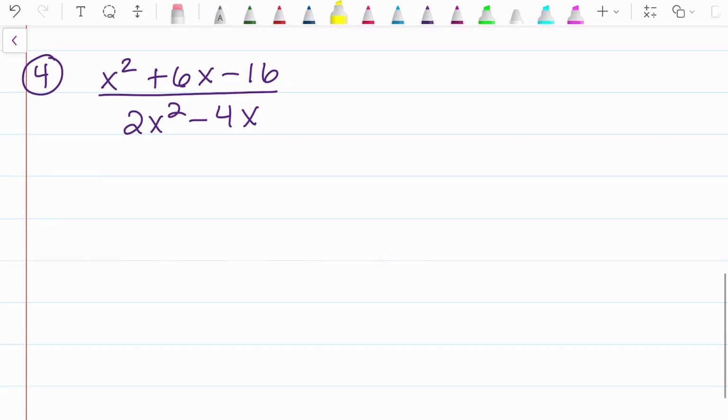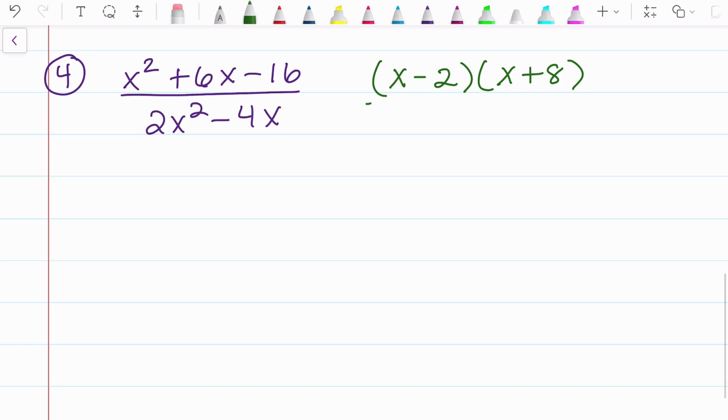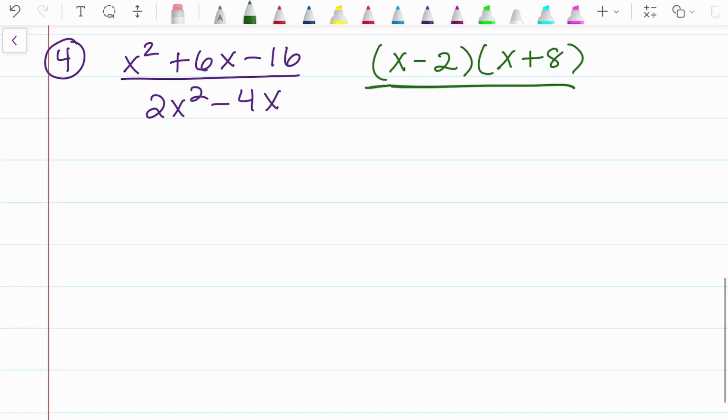All right, number 4, I'm going to factor the numerator. I need it to multiply to be negative 16 and add to be 6. So if I do x minus 2 and x plus 8, negative 2 times 8 is negative 16, and negative 2 plus 8 is 6. And then in the denominator, we can factor out a GCF of 2x. They both can be divided by 2 and x. 2x times x is 2x squared, and 2x times negative 2 is negative 4x.